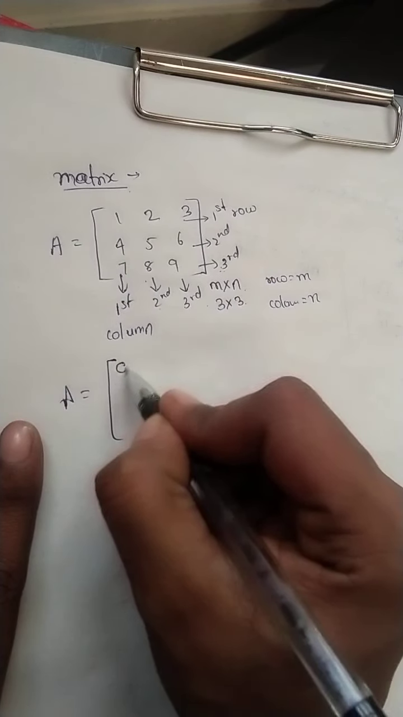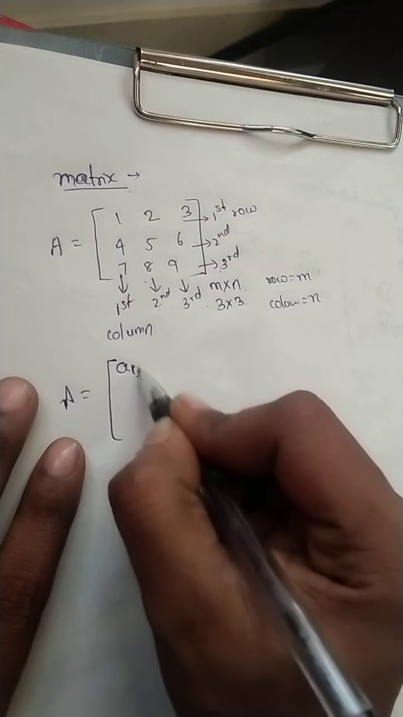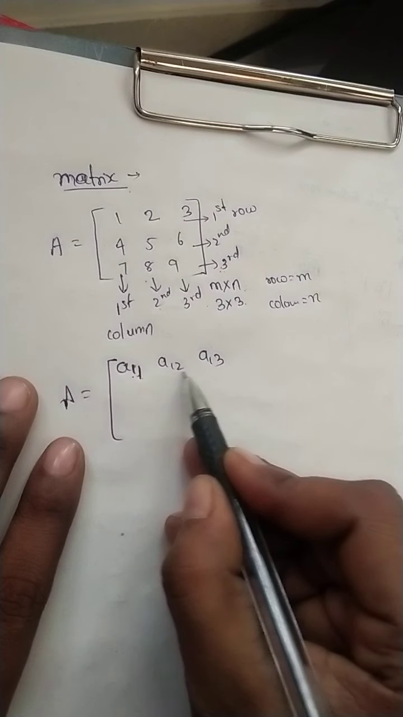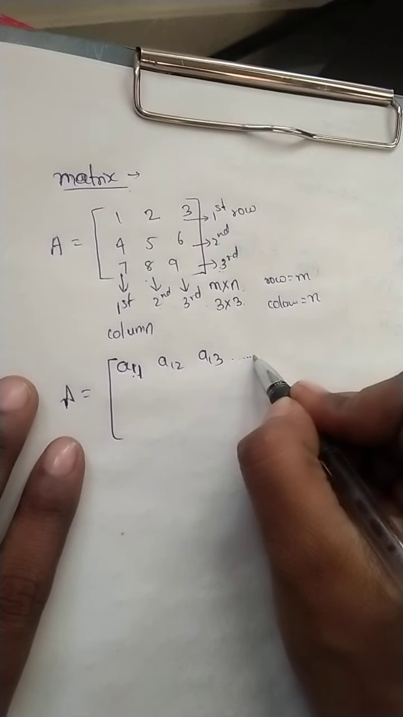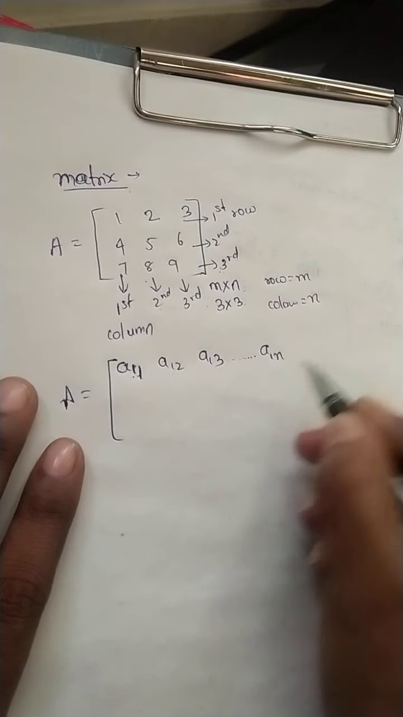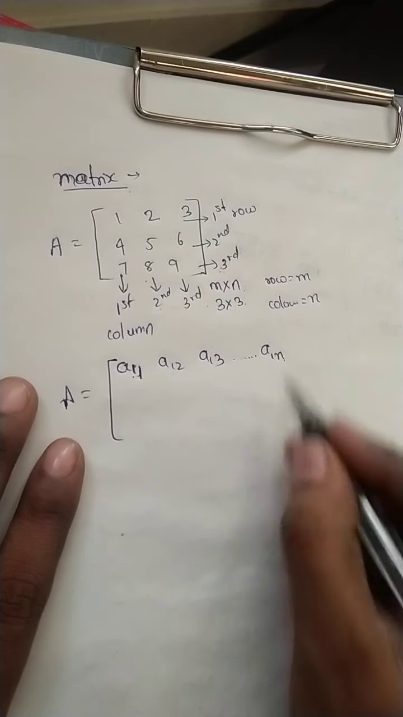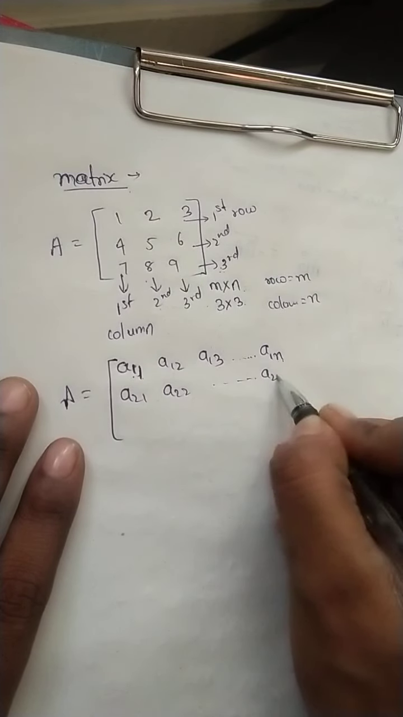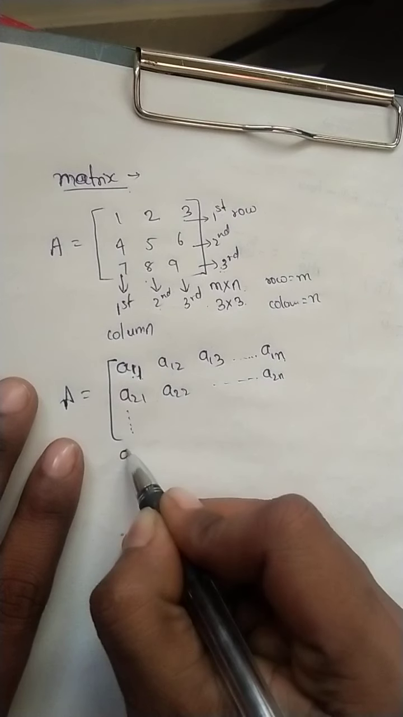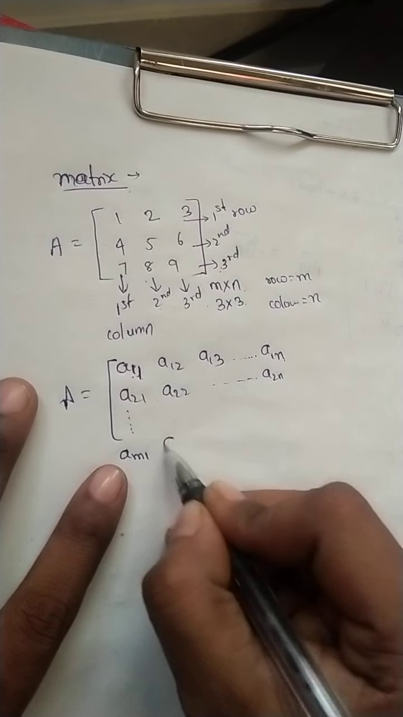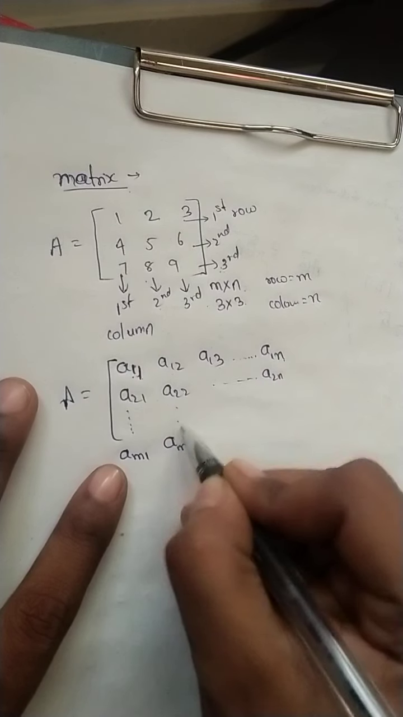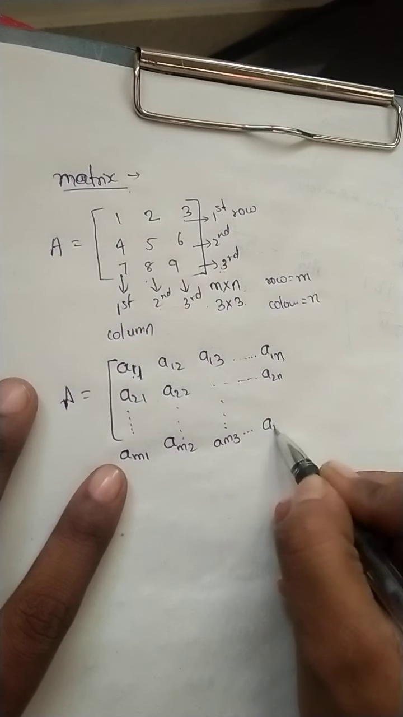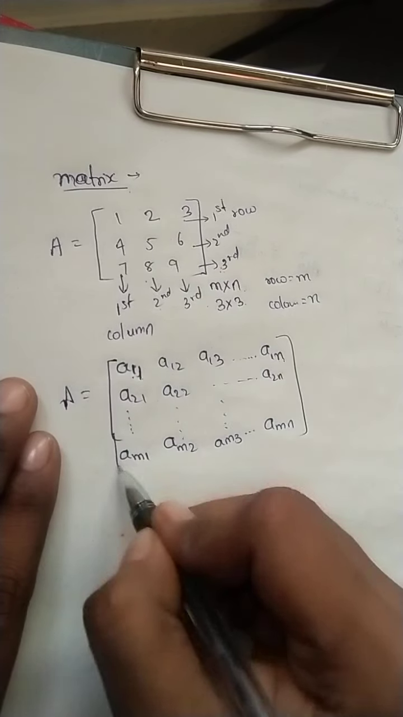So here there are 3 rows and 3 columns, so the order is 3 into 3. Again, here Aij, so that is A11, A12, A13: first row first element, first row second element, first row third element. It will go until A1n, depending upon the number of columns. In the same way A21, A22, it will go till A2n. Then Am1, Am2, Am3, it will go like this till Amn. So this is how we have to represent the matrix.